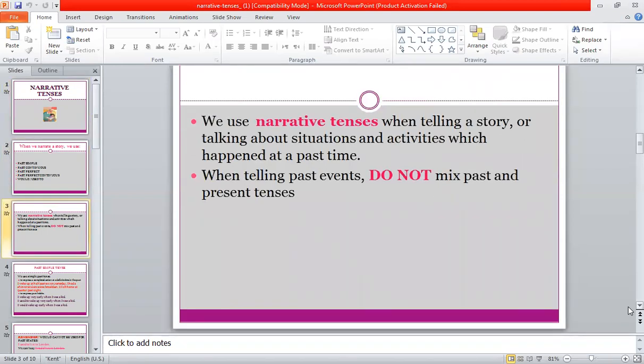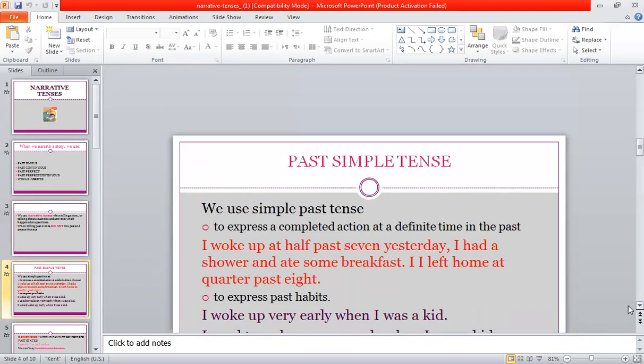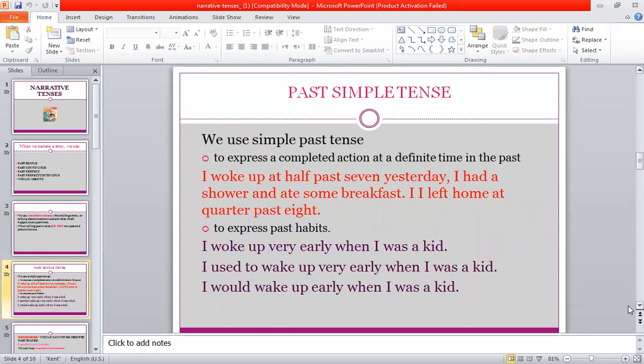We use narrative tenses when telling a story or talking about situations and activities which happened in the past. So when we talk about activities that happened in the past, or narrate something, tell a story, we generally use past tenses. When telling past events, don't mix past and present tense, of course. When you write a story or talk about something that happened in the past, especially during writing, don't mix past and present together. Use all types of past if you narrate something or tell a story or talk about something that happened to you in the past.